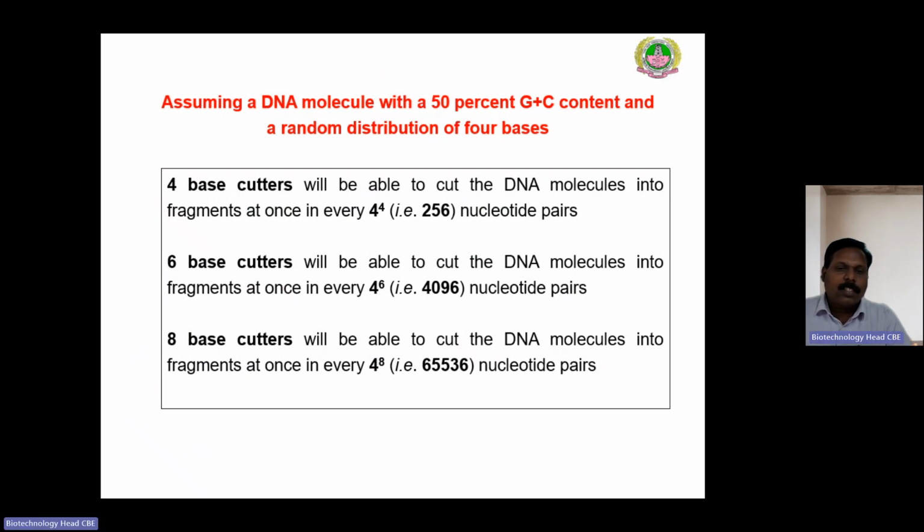There are a few considerations when we choose the enzymes to manipulate or cut or restrict the DNA fragments. For example, let's assume a DNA molecule with 50% GC content and with a random distribution of the 4 molecular alphabets. A 4-base cutter will be able to cut the DNA molecule into fragments once in every 256 nucleotide pairs. That is 4 power 4. That denotes the 4 molecular alphabets A, T, G, C.